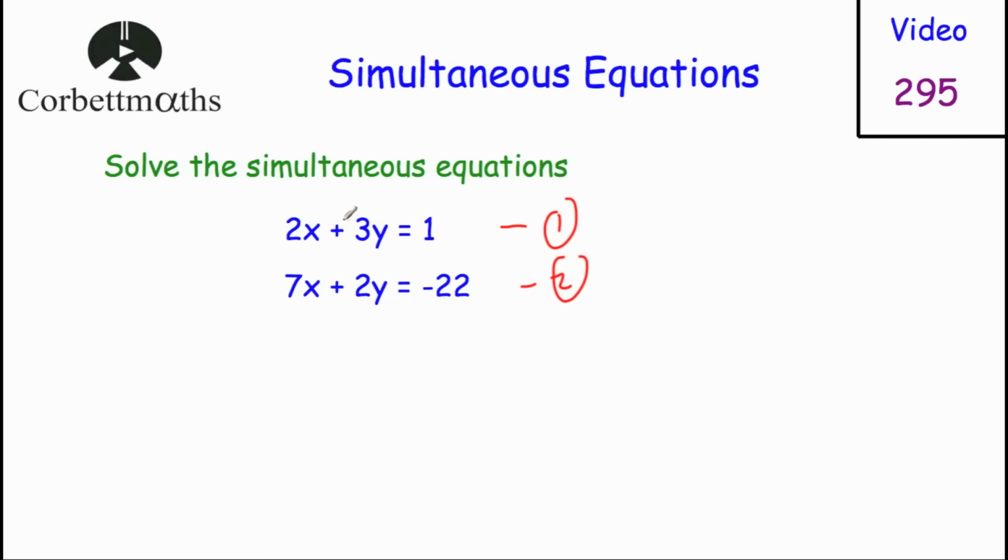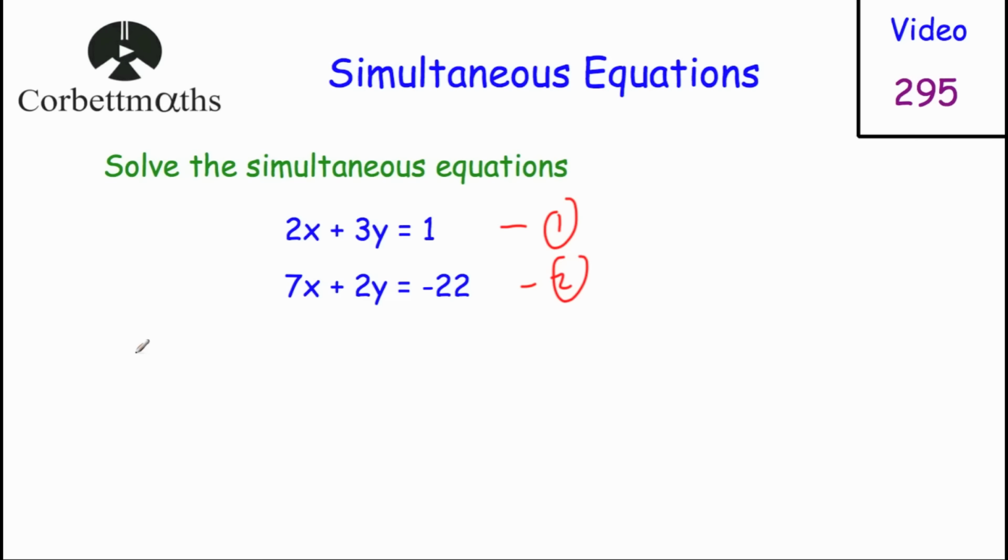Now we could cancel out our x's, so we could multiply the top equation by 7 to get 14x, and we could double equation 2 to get 14x, and we could cancel those, or we could cancel our y's. So if we've got 3 and 2, let's get 6, so we can multiply our top equation by 2 and our bottom equation by 3, and that would give us 6y and 6y. And because they're both 6y's, we would then take the equations away from each other to get 0. Let's actually do that. Let's cancel our y's.